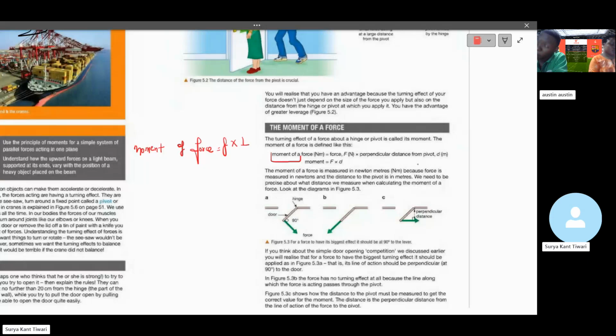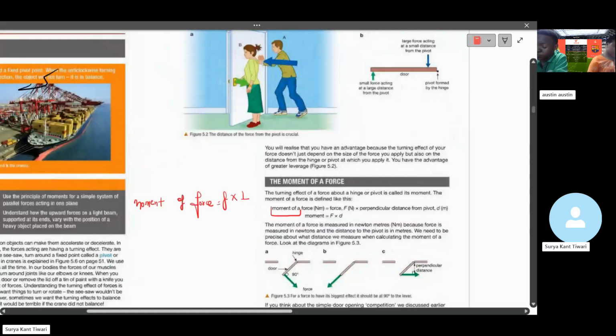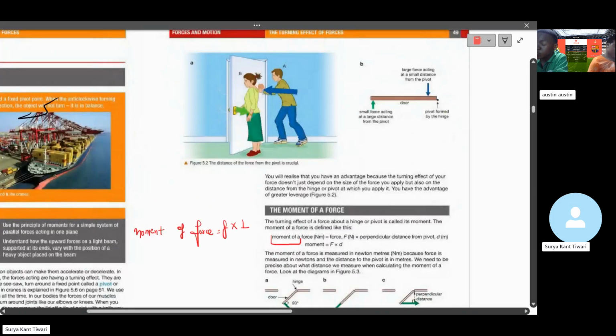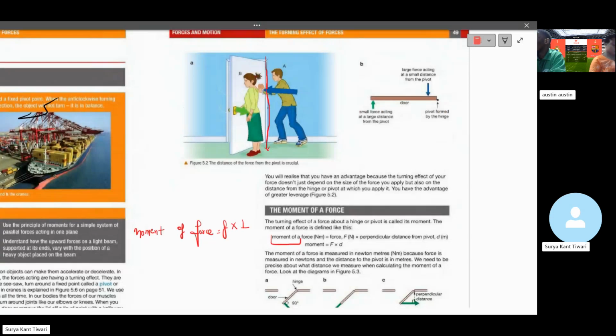Now, what is this pivot? If you want to understand the pivot, you can say this is the door. So this point on which the door is attached to the wall, that will be called the pivot. So if you apply the force here, tell me one thing.